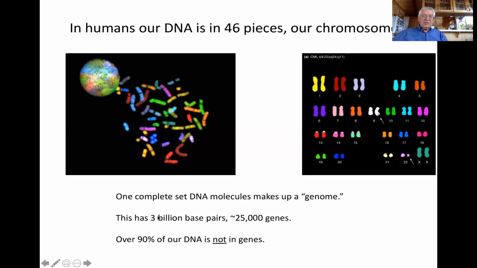In humans, we have 3 billion base pairs. That's 9 zeros. And within these 3 billion base pairs, there are regions that code for 25,000 genes, roughly. And over the years, we're kind of settling on that number. And this interesting fact here, that over 90% of our DNA is not in genes per se.